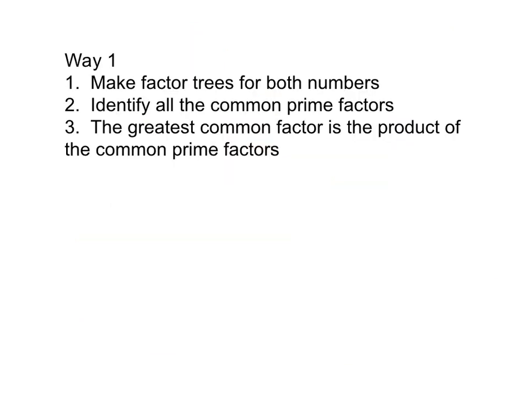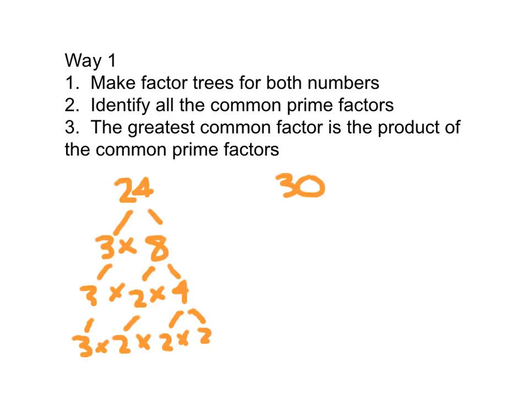All right, so this is the method again for finding the greatest common factor. We could be looking at the greatest common factor of, let's say, 24 and 30. And so what we do again, step 1 says to make factor trees for both numbers. So there is that prime factorization of 24, after we draw that factor tree, and there is a factor tree for 30.